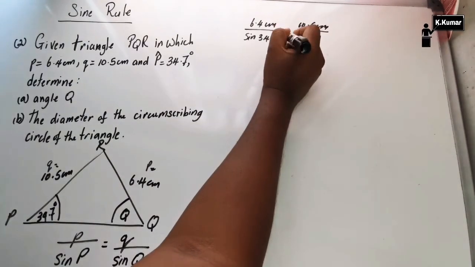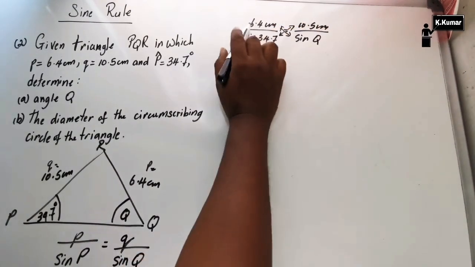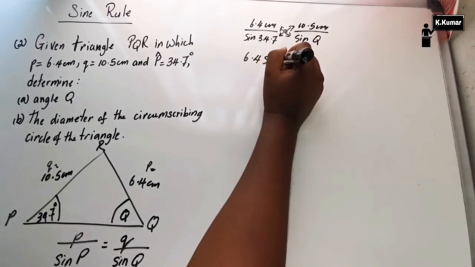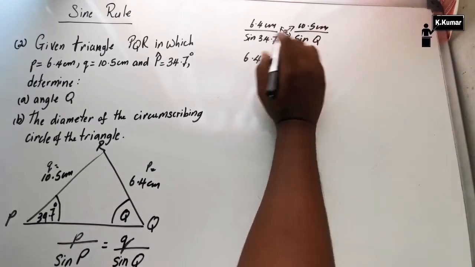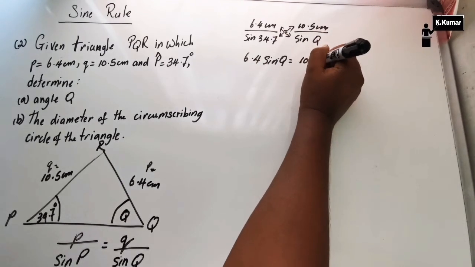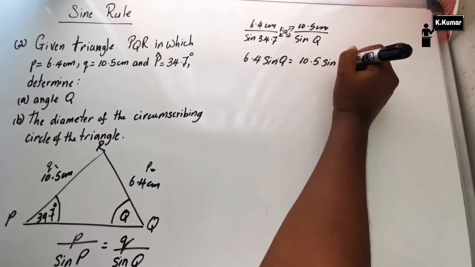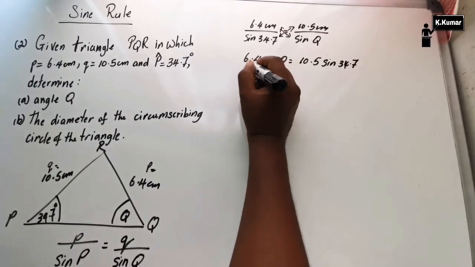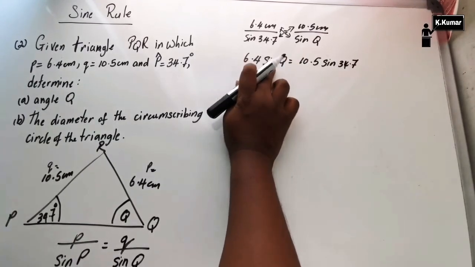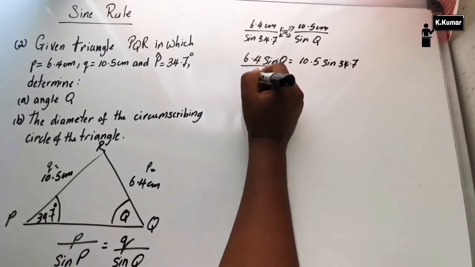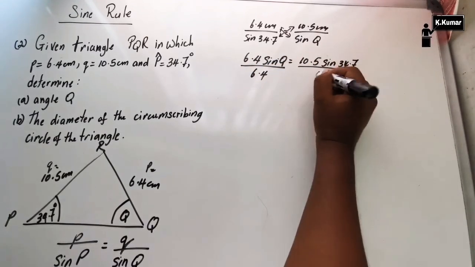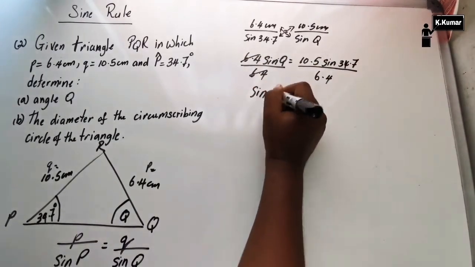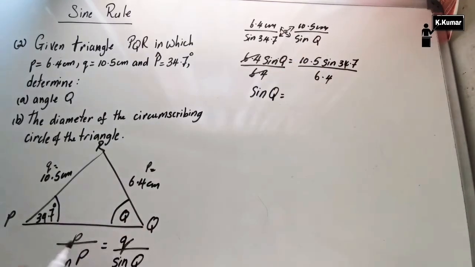So the first thing we do is we cross multiply. That's going to be 6.4 times sine Q. So we have 6.4 sine Q is equal to 10.5 times sine 34.7. Again, we're finding for Q. So we move the 6.4 first because the 6.4 is multiplied by sine Q. To move it, we divide here by 6.4 and we do the same across here. This and this would cancel out. So sine Q is equal to, and then we put that into our calculator.